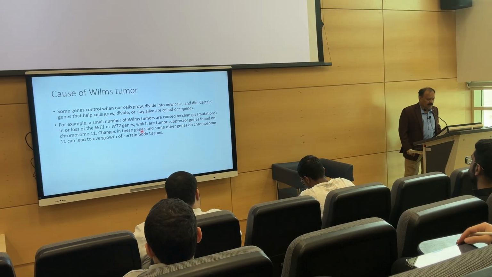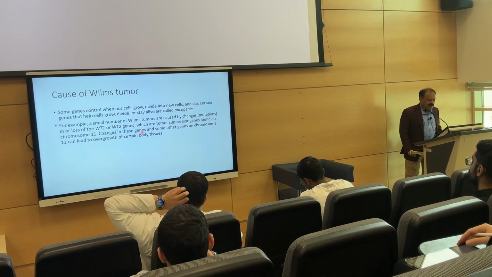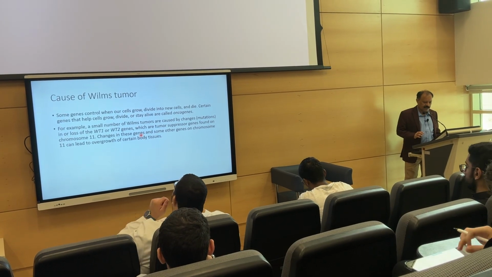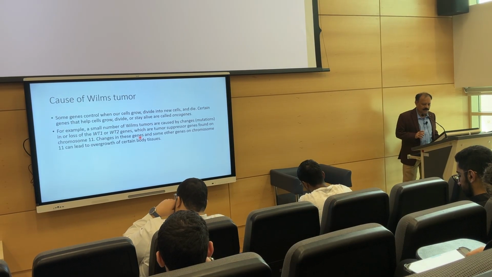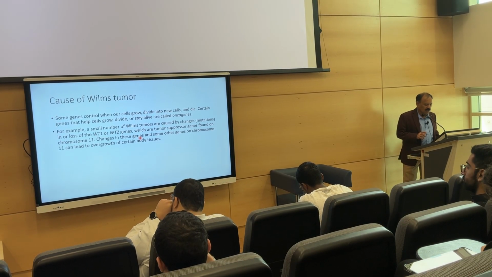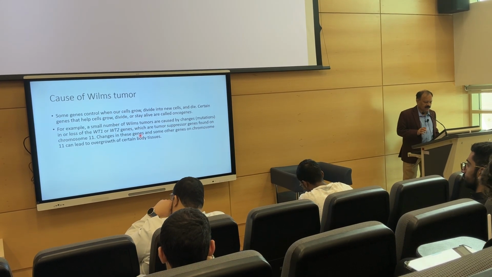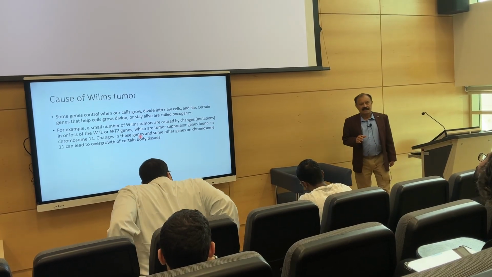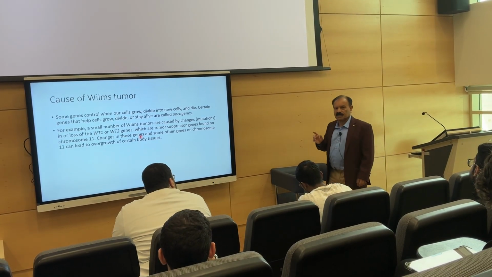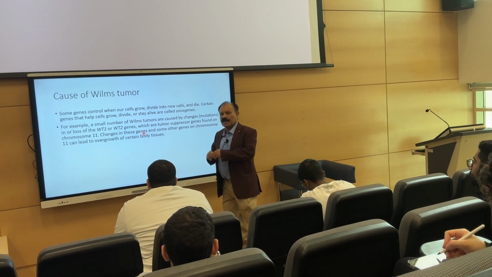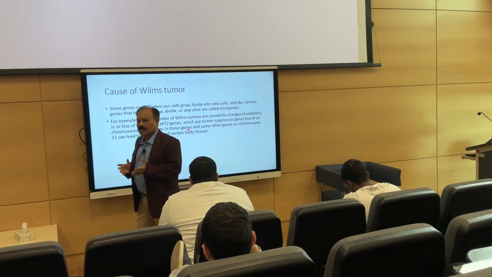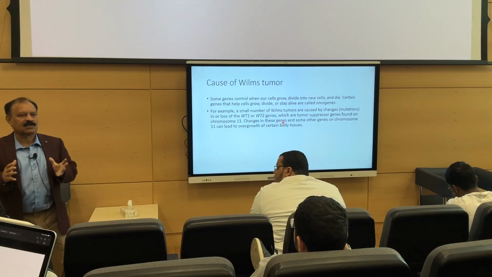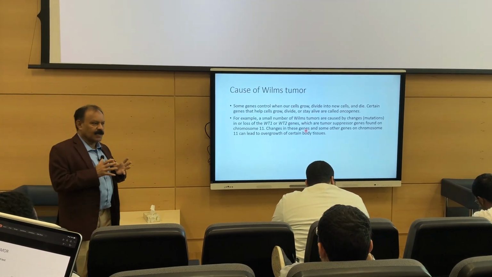Some genes control when our cells grow, divide into new cells and die. Certain genes that help cells grow, divide or stay alive are called oncogenes. So oncogenes, there is a suppressor. For example, a small number of Wilms tumors are caused by changes, mutations or loss of the WT1 or WT2 genes, forget about WT2 gene, which are tumor suppressor genes. Absence or mutation of this tumor suppressor gene will lead to the tumor. If the suppressor gene has a mutation, some problem is there. That's called Wilms tumor. And it's very common in children.